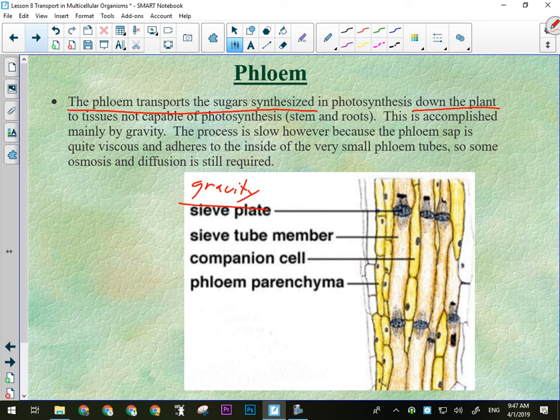Okay, so some osmosis and diffusion is still required, but that's mostly just for the viscosity. Okay? It's not about creating a force that pulls it. It's about reducing the viscosity of the sugary sap. Okay? If the sap gets too sugary, osmosis will cause water to move in to thin it, and it moves in, it diffuses through. Okay?